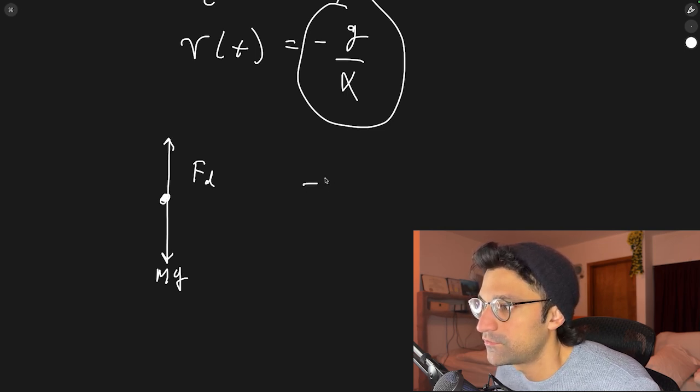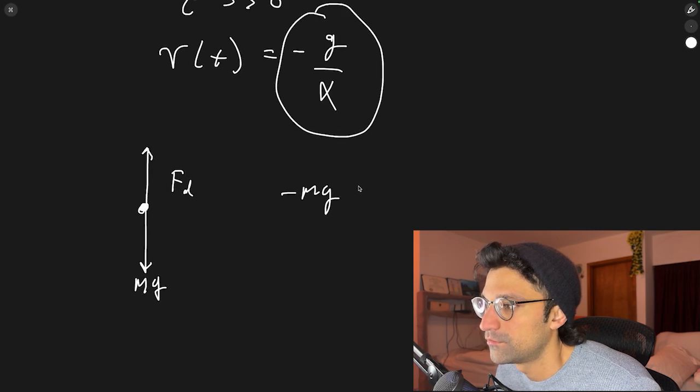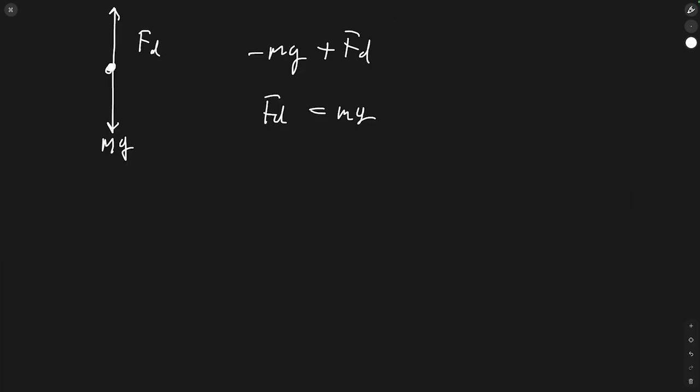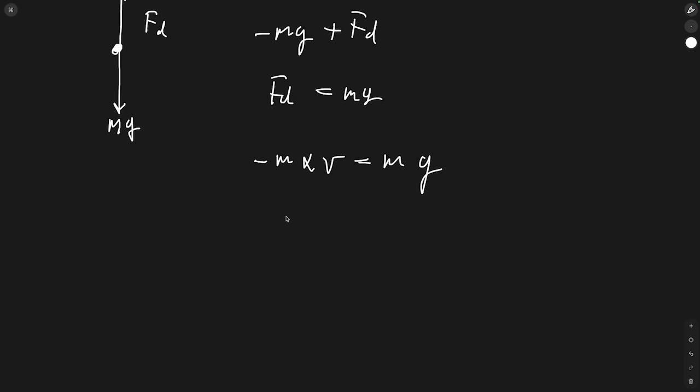So what happens is the net force becomes 0, right? The net force being negative mg plus fd, okay? So fd will become mg. And what's fd? Fd is negative m alpha v, so m's are gone, and we see that v is negative g over alpha. So this is the terminal velocity. So we get what we would expect there.